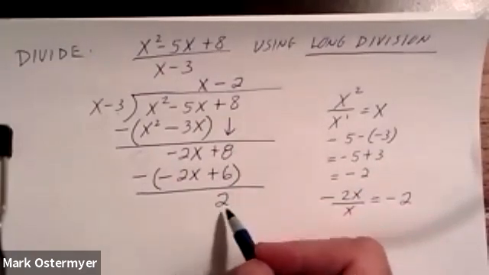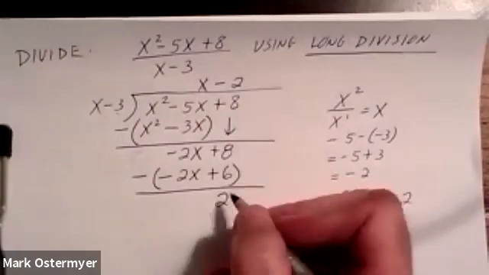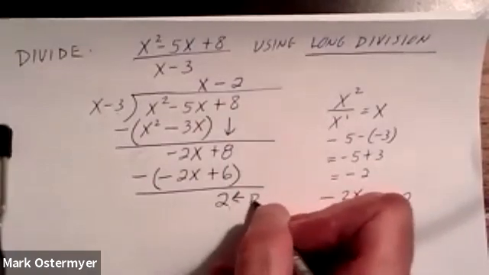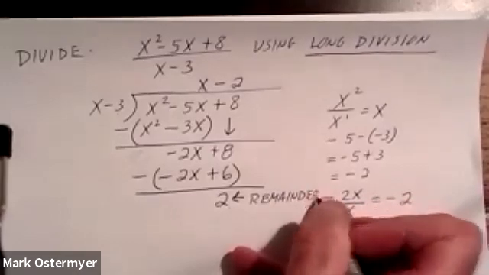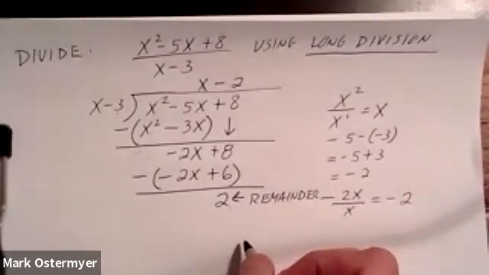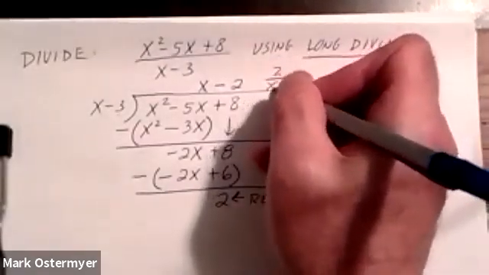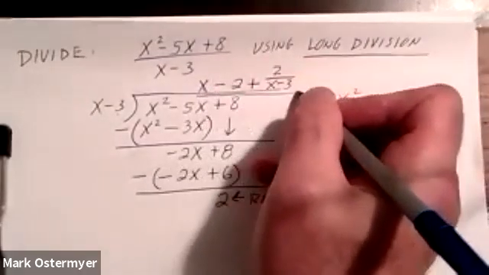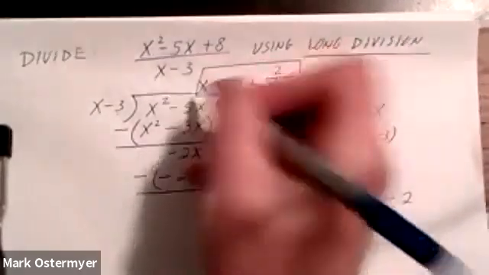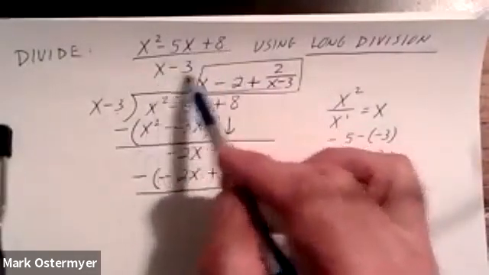For the first time, ladies and gentlemen, we see that we do not have a 0 remainder. Notice we have nothing else to bring down, so we're done. This is called your remainder. So here's what we do: we bring our remainder up, place it over our divisor, and then add it to the rest of the terms of our quotient. There you go, ladies and gentlemen. This is your entire answer of having divided x squared minus 5x plus 8 by x minus 3.